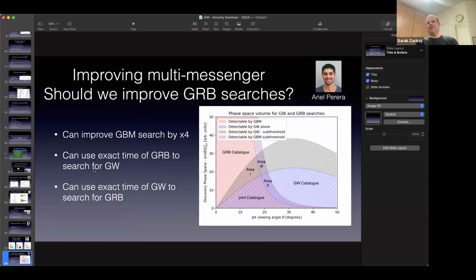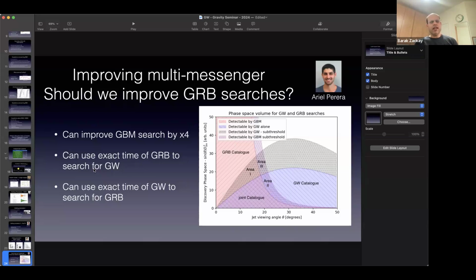Now, can we also improve the multi-messenger part of gravitational wave astronomy? And it seems the answer is yes. So my student Ariel is working on improving the analysis of GBM. So GBM is the main satellite that detects GRBs. It's the main all-sky satellite, I should say, that detects GRBs.